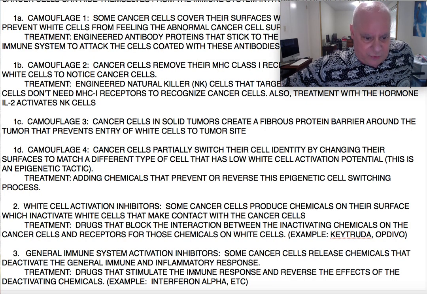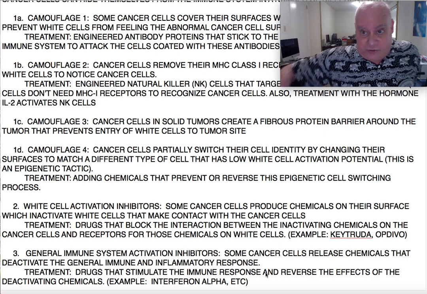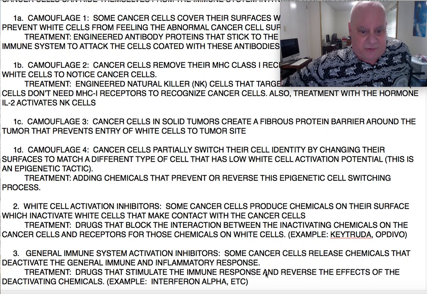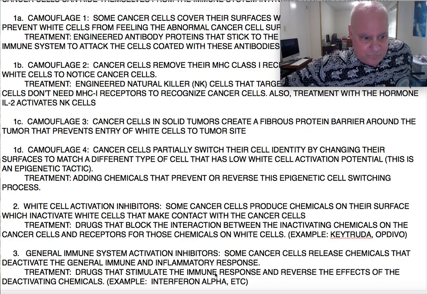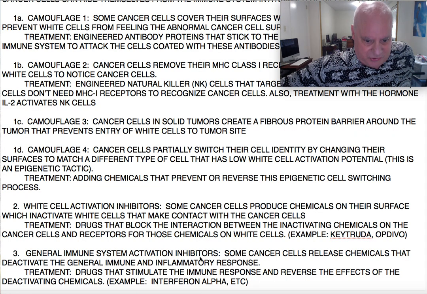So here we can overcome this dampening effect by giving people some strong doses of immune activating chemicals like interferon alpha, which reverse the effect of the immune deactivating chemicals which are secreted by the cancer cells. So when cancer cells are trying to shut down your entire immune system with anti-cytokines, we can just add more cytokines to overcome that effect. Interferon alpha is a very powerful cytokine that is a global immune activator.